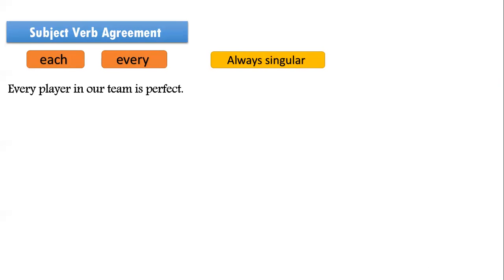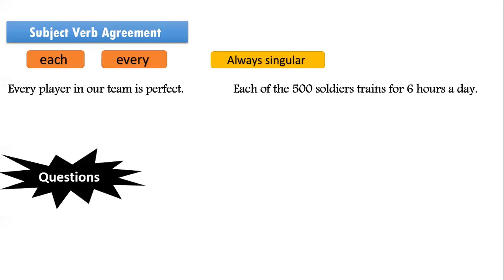Everyone in my family is. Everyone in our team has. Each of the 500 soldiers trains for 6 hours a day. Each one of them trains for 6 hours. Yes, exactly. That's the point. So in this case, since we have the word each preceding the subject, the subject is always singular. So this sentence is perfectly right.